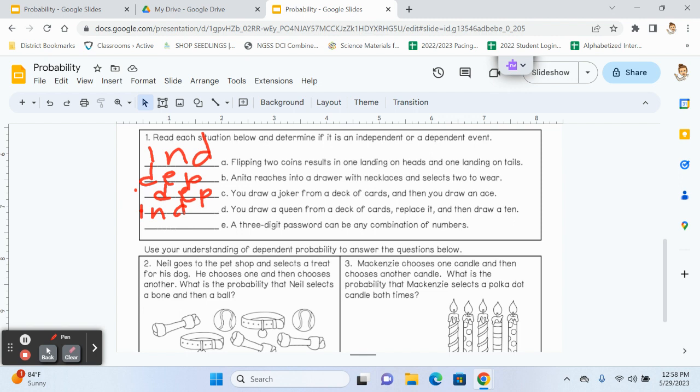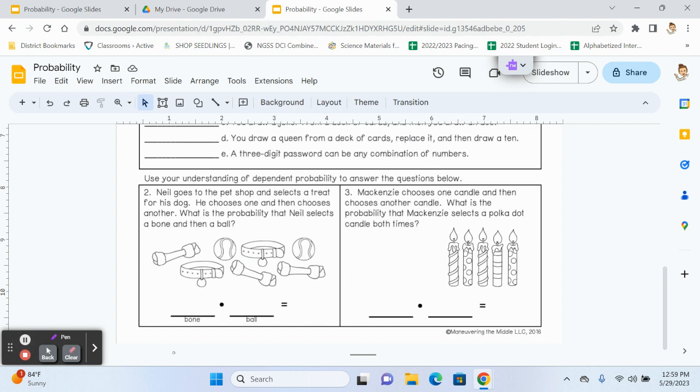And the last one: a 3-digit password can be any combination of numbers. If you're thinking of putting a passcode on your phone and you pick a number, is that number gone and you can't choose it for the second number? No, you can still choose it for the second number. So that one is not dependent. We call that independent. So hopefully you can see the difference between independent and dependent. The dependent depends on what happens in the first trial.